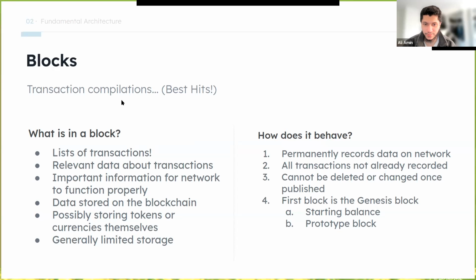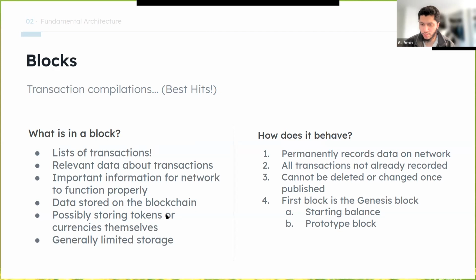So what exactly is in a block? It's a compilation of transactions. It's the best hits of what's going on in the network. So what's in a block is just a list of transactions and any relevant data about the transactions. You can think of it like metadata pertaining to the transactions. It's important information for the network to function properly, and this is stored directly on the blockchain. It could even store the currencies which are used. So, for example, Bitcoin is stored directly on the Bitcoin blockchain.